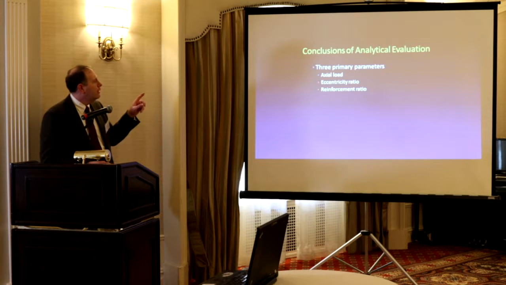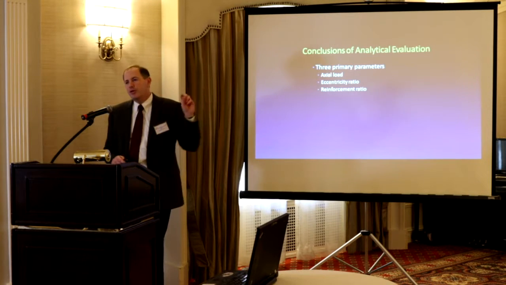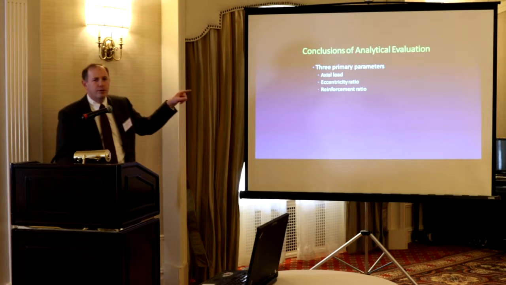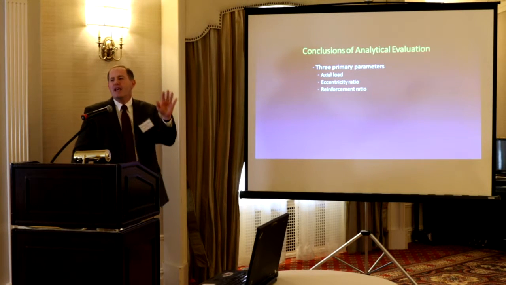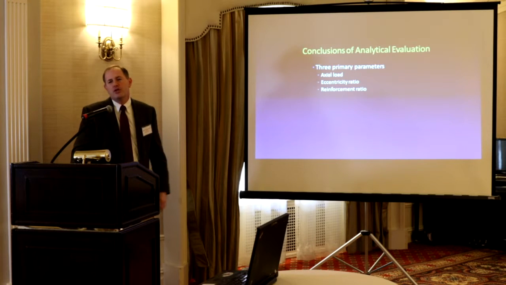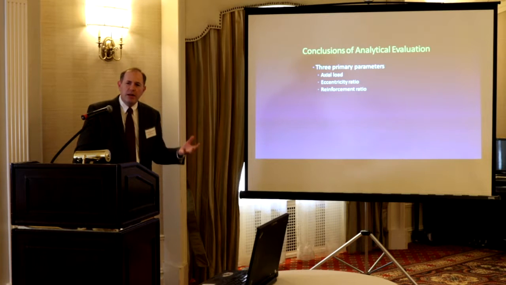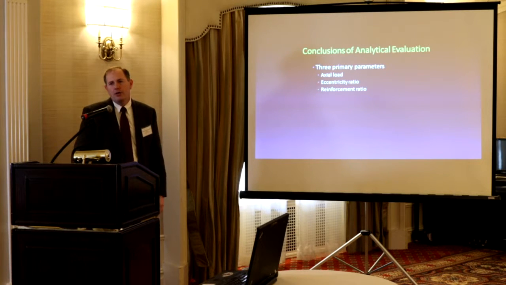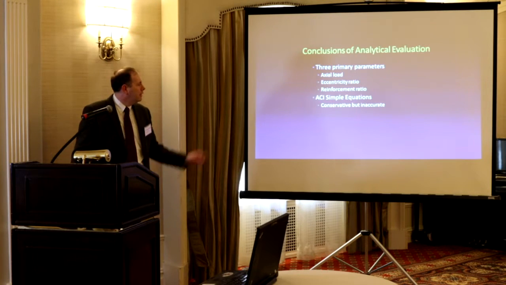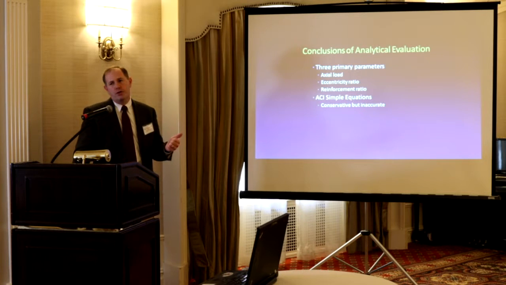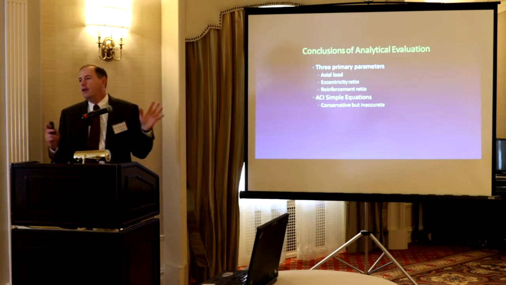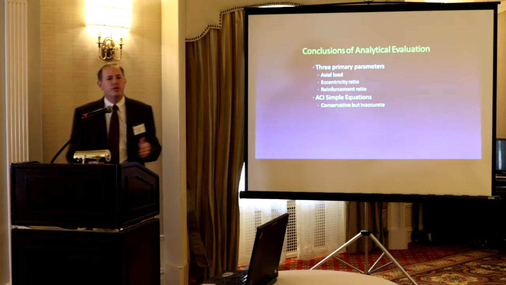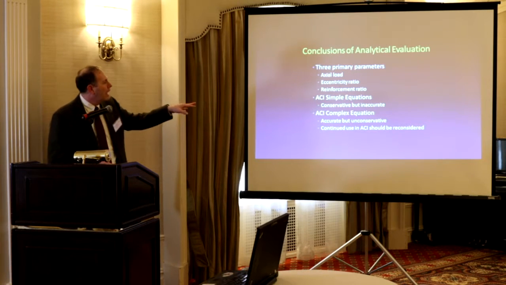So analytically, there are three primary parameters on these columns. It's the axial load, the eccentricity ratio, and I put low as the reinforcement ratio. It has some effect, but we can just forget about it. I mean, for 1 to 4% columns, which is I think the bread and butter, I don't need to worry about that. The simple equations, they are conservative, so both equations in the code are clearly fine, so don't have any concerns about continued use, but they are inaccurate.